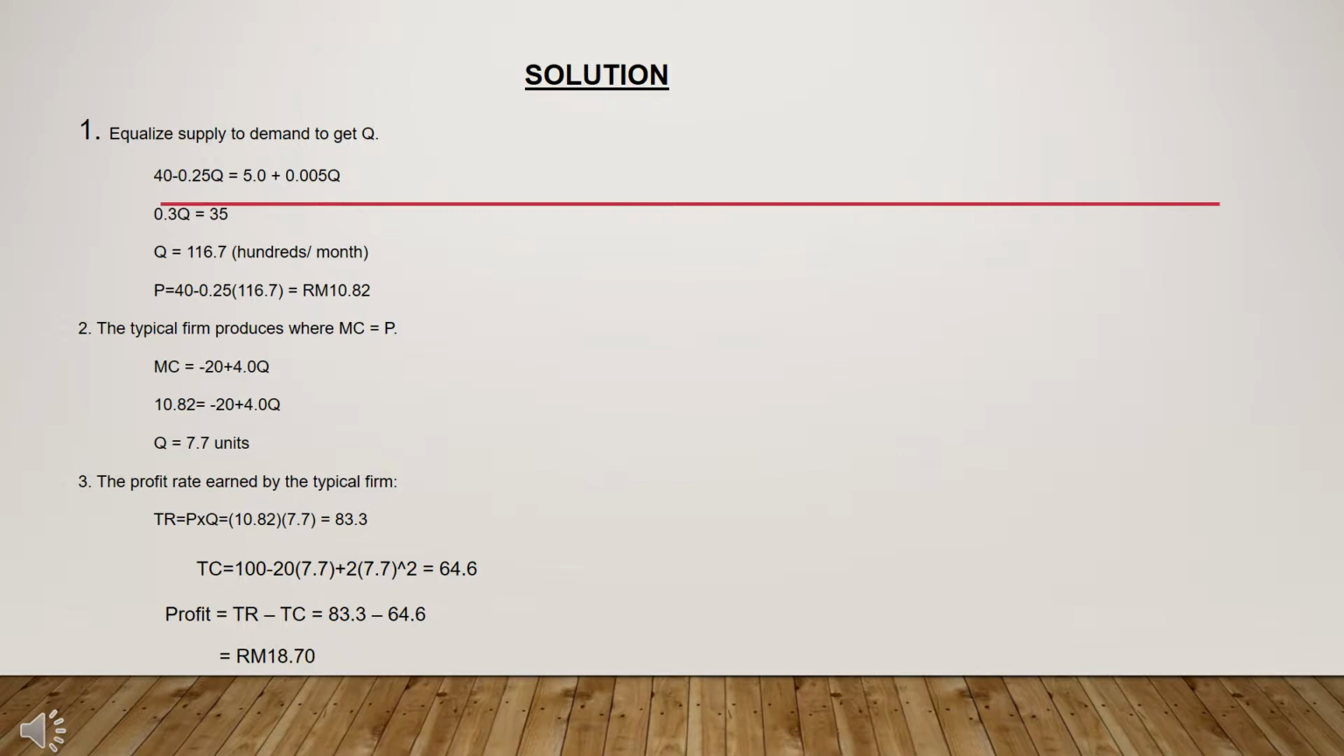For number 2, the typical firm produces where MC equals P. You need to do the equation MC equals negative 20 plus 4.0Q, where you get Q equals 7.7 units. For number 3, the profit earned by the typical firm, you need to do the equation TR equals P times Q and you get 83.3, whereas you need to do the TC equation where you get 64.6. For profit, you need to find TR minus TC and you get RM18.70 cent.